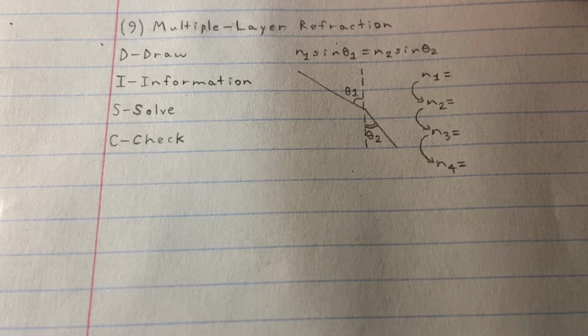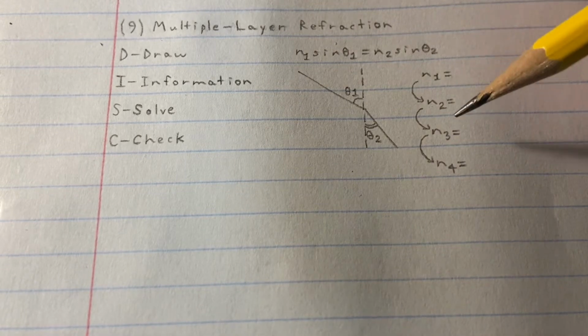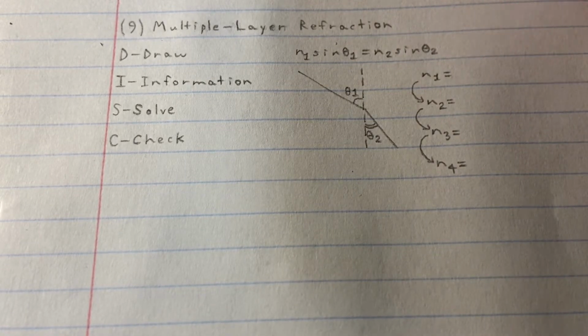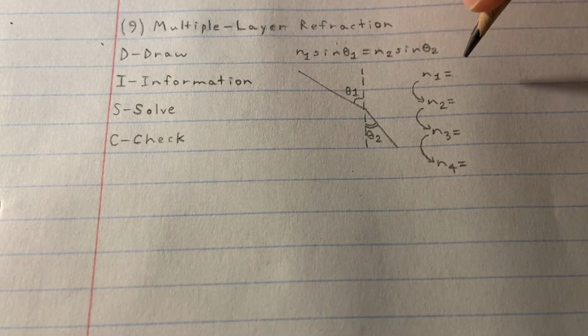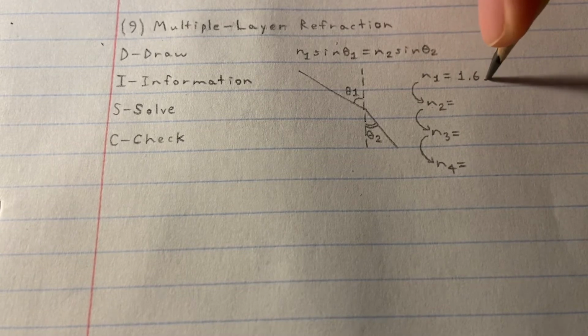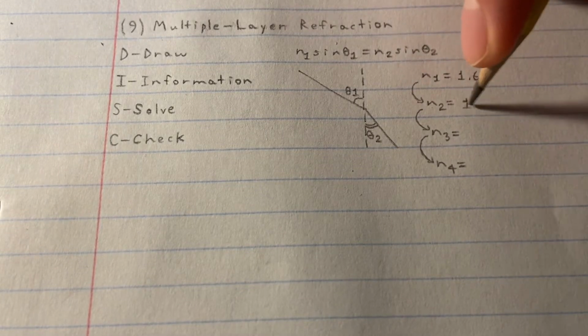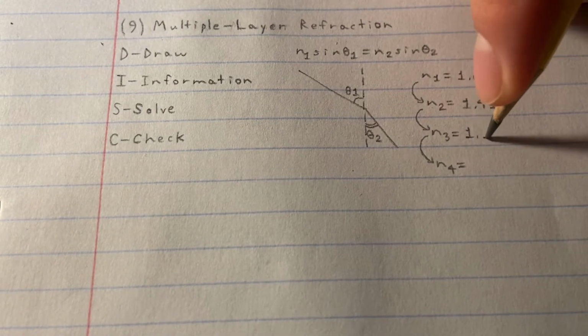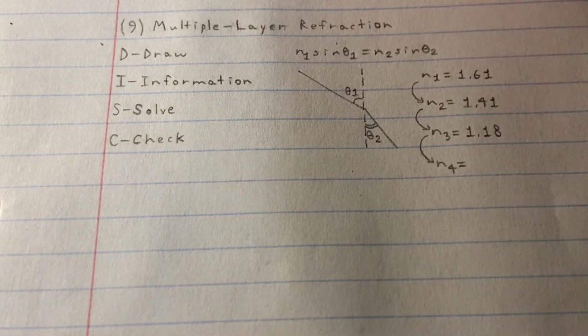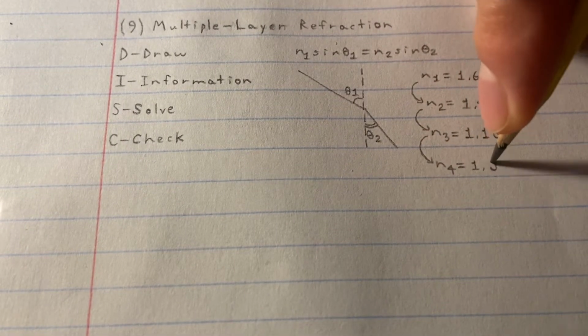And as you've probably already guessed, if you want to answer this problem correctly, you'll have to follow along carefully and make absolute certain you don't mess up in between, because if you mess up near the beginning, it's going to change your final answer, sometimes by a lot. Now, the problem gives us n1 as 1.61, n2 as 1.41, n3 as 1.18, and n4 as plain old 1.00.